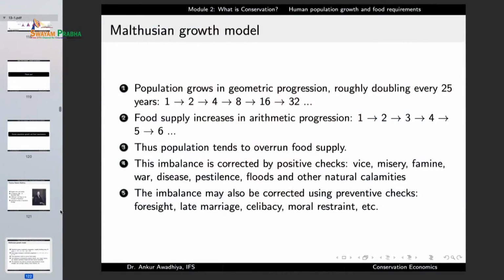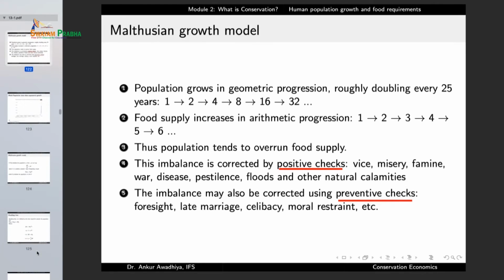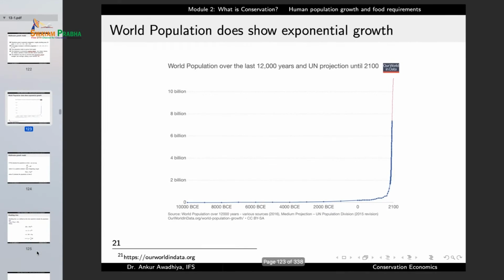So, he said that there are two kinds of checks. There are positive checks, which essentially are negative checks because they are all negative qualities such as vice, misery, famine, war, disease, floods, and so on. But the other option is the preventive checks: foresight, late marriage, celibacy, moral restraint, and so on. So, this in crux is the Malthusian growth model.